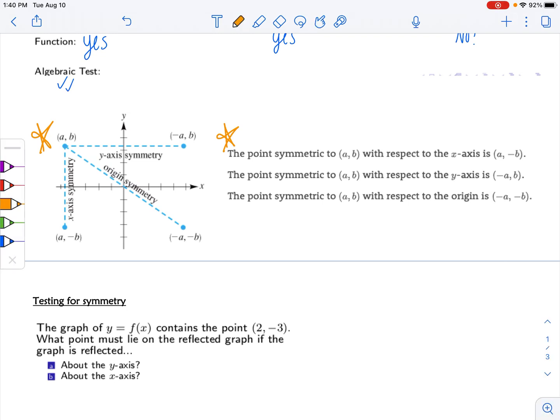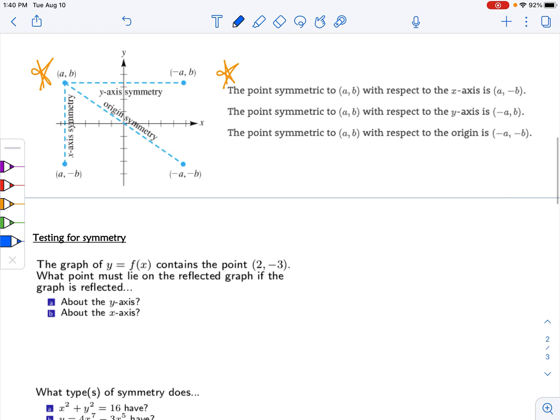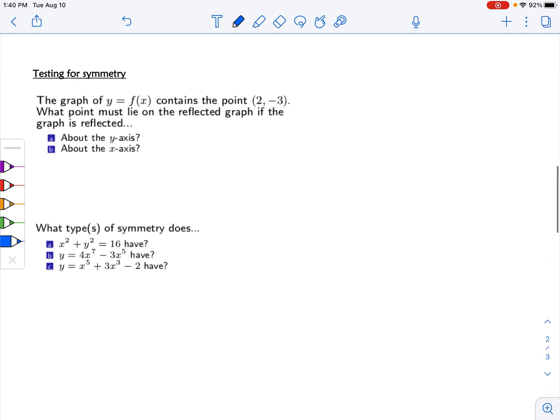So, okay, if we are doing y-axis, I'll just zoom up. So y-axis, what value changes? Well, the x. The x changes to its negative. So take our initial point right here. All I need to do is change the x value. Instead of it being 2, it's now -2.